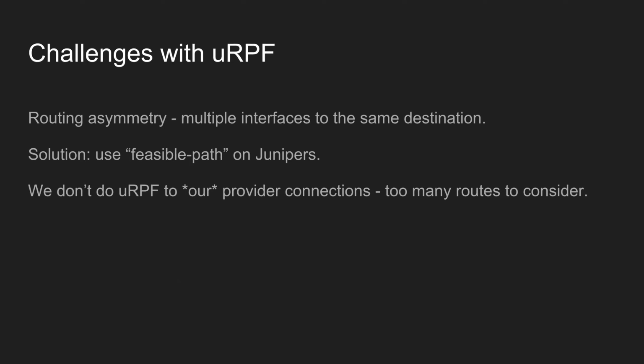So the solution is to use the feasible path option. There's two kinds of unicast reverse path forwarding. There's the strict kind, which is what we've talked about so far. And then there's the feasible path kind, which says if it's feasible that you might send a packet back to the customer on that interface that I'm looking at, then it's a good packet. And of course, that's what we use, and I think that's what most people use to solve the multiple path problem. Also, I should just mention now that we don't do reverse path forwarding on our provider connections. There's too many routes to consider. We just use this to deal with the customers that we have behind us.